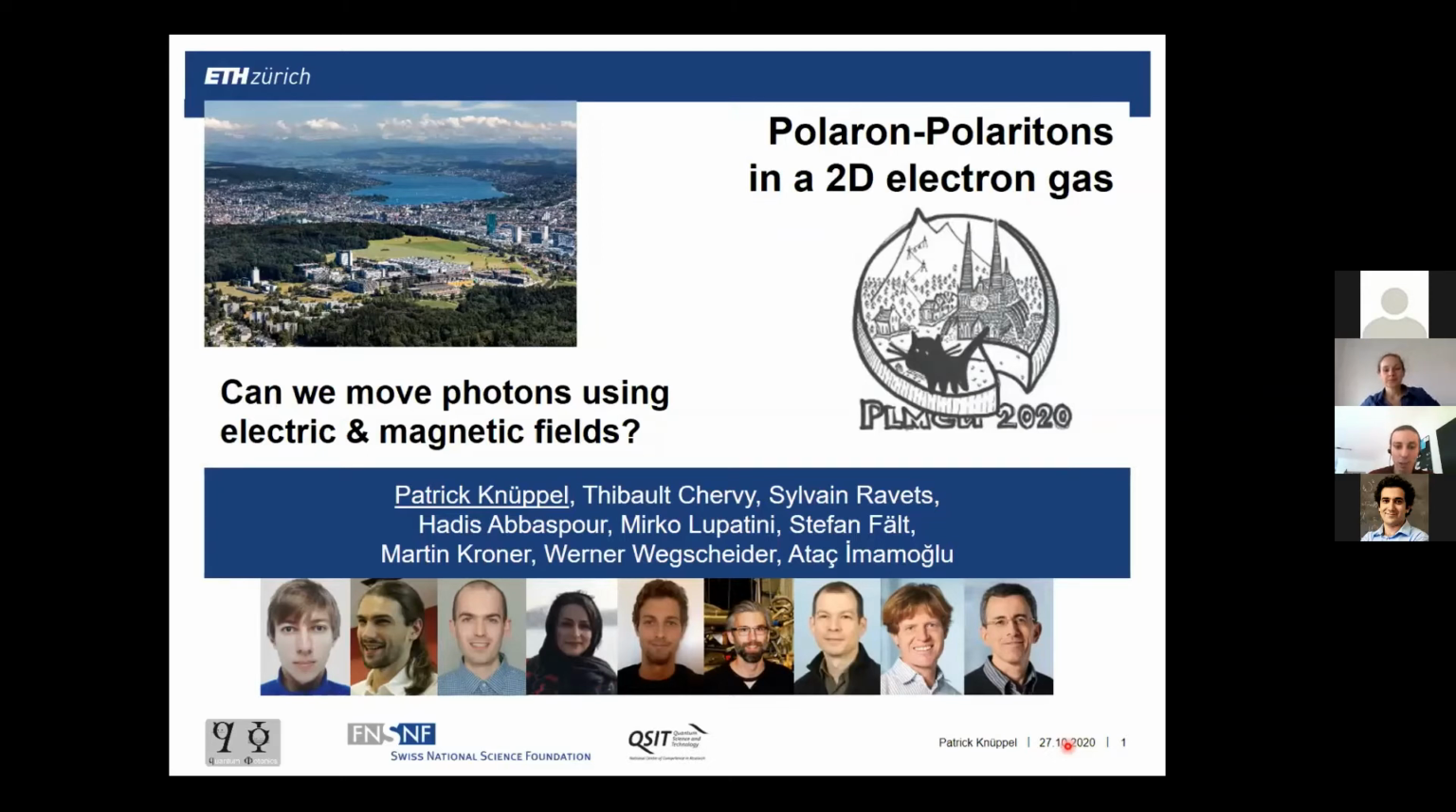So in a nutshell, what we did, we embedded our excitons in an electron gas, and by shaping density or spin density gradients in this electron gas, and then using electron-exciton interactions, we were able to transfer the response of electrons to the external fields to polaritons.